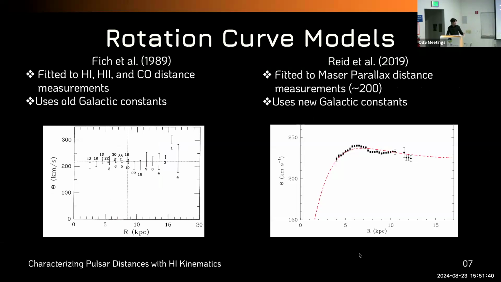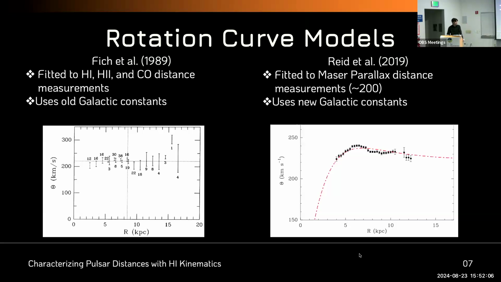As you can see in the figure on the bottom left, we're plotting the circular velocity of objects around the galaxy as a function of galactocentric radius. And you can see all the data they used for this model. As you go toward the outskirts of the galaxy, you see higher uncertainty in those measurements. And then the new model, the Reid et al.